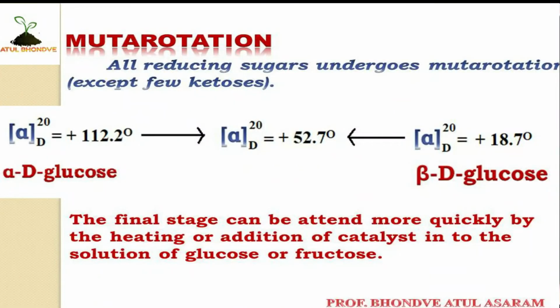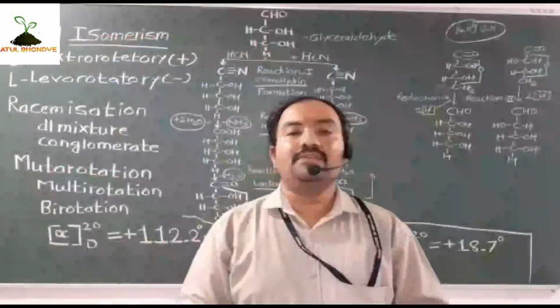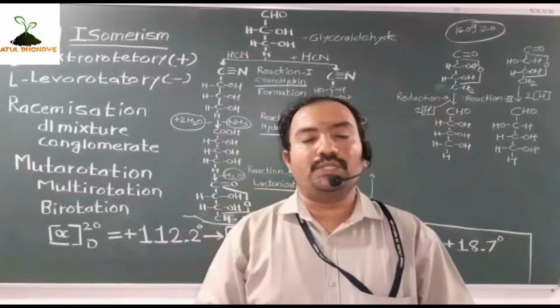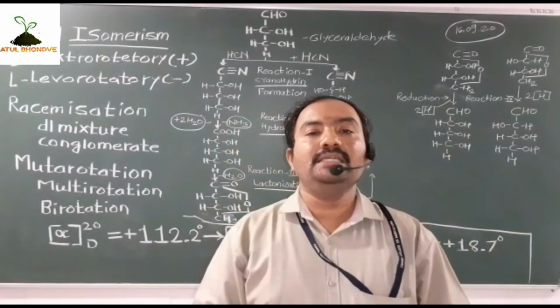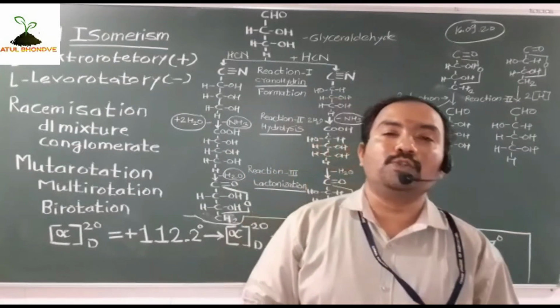The reaction or property is indicated in front of you on the blackboard. This is the information about mutarotation. It is also called birotation or multirotation.